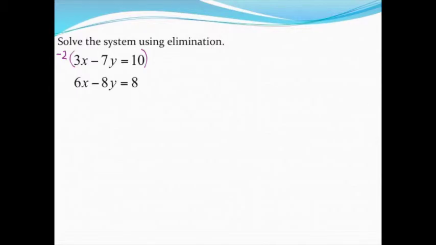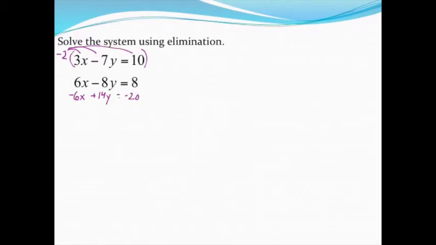Some of you may have no idea why I'm doing this, or where that negative 2 came from. And I'm going to tell you, it didn't really come from anywhere. I'm just kind of thinking ahead, and if you don't see where it came from, just watch and see what's going to happen. So let me multiply everything in that top equation by negative 2, and I'm going to write that below the other one. So negative 2 times 3x is negative 6x, and then negative 2 times negative 7y is positive 14y. And then also multiply the 10 by negative 2 equals negative 20.